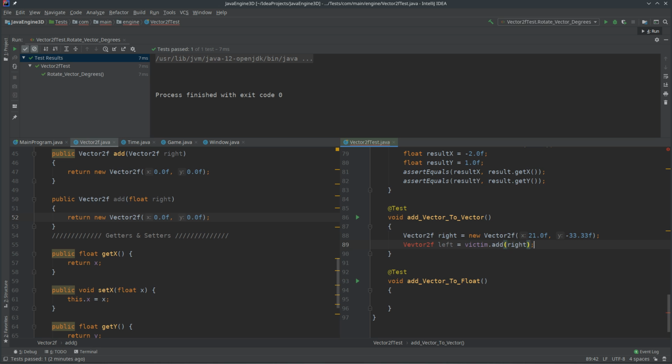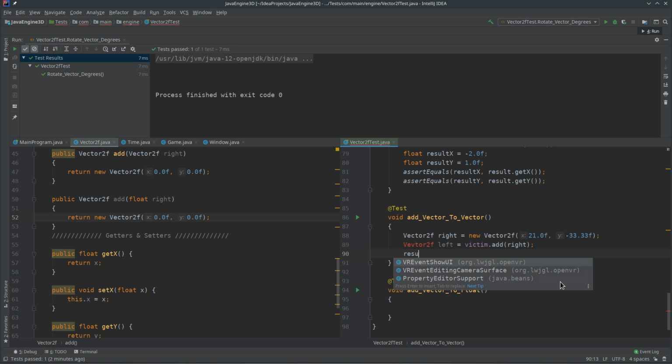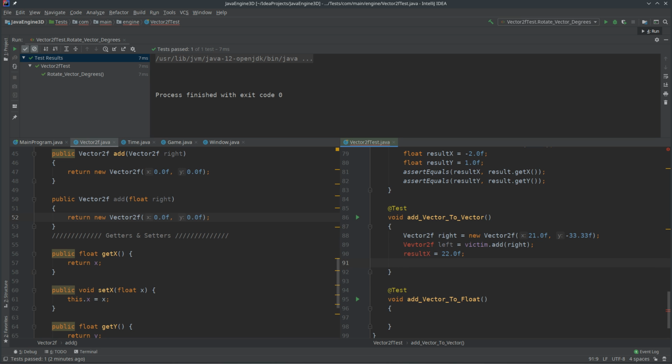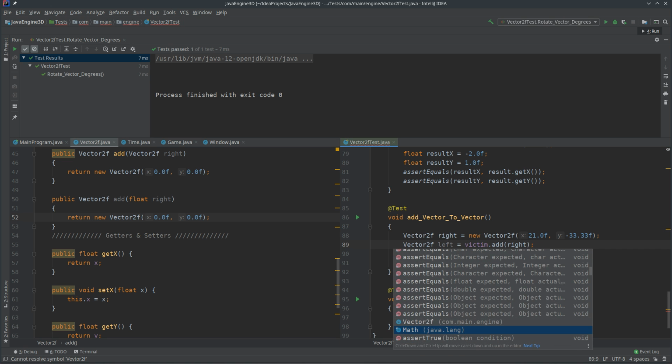Okay. So when we do that, we should have an expected, or a result x. So result x equals 1 plus 21, 22.0f. And that's a float. It's hard to get your keyboard back.